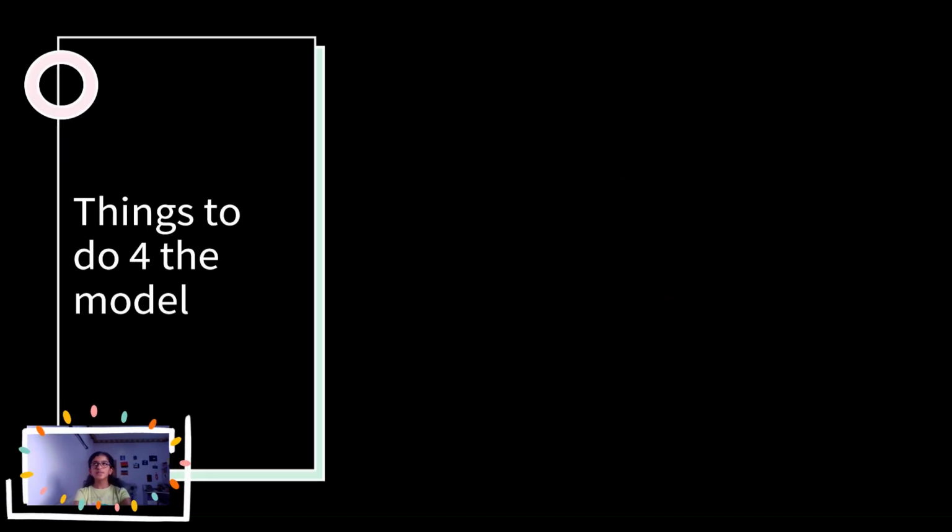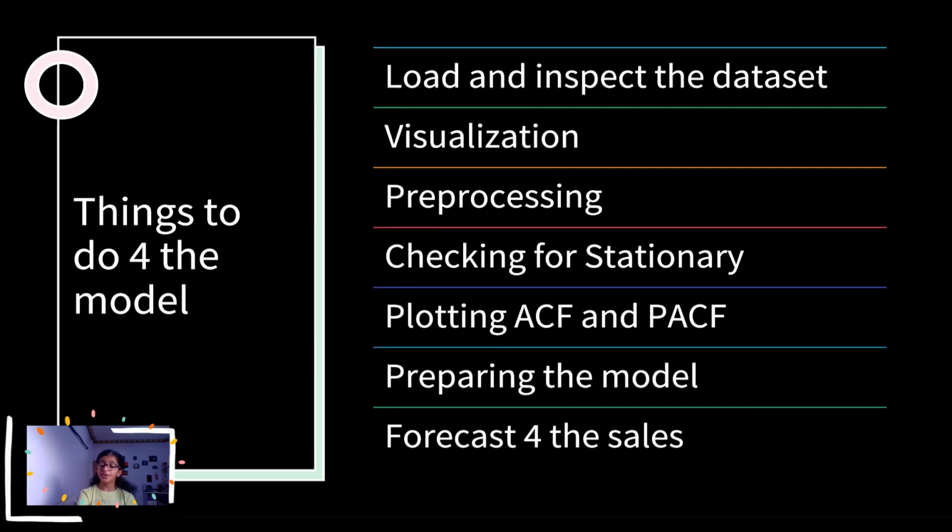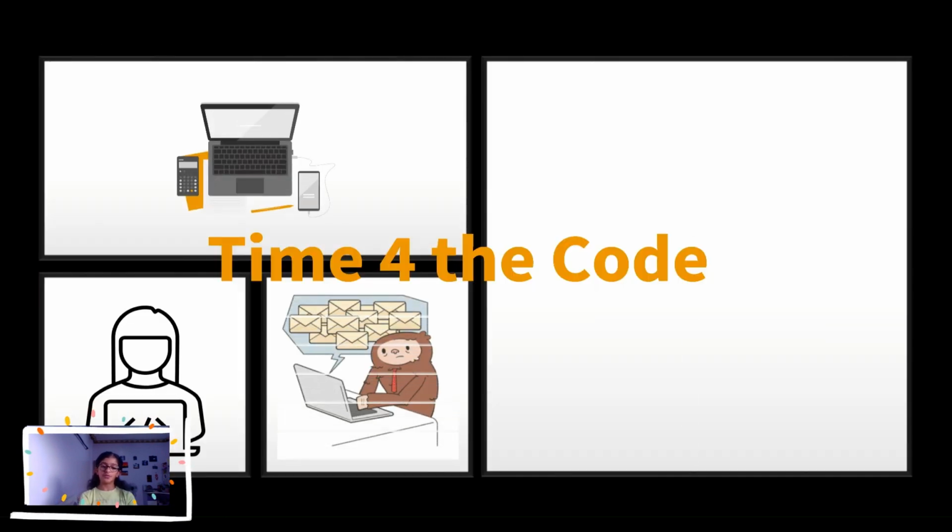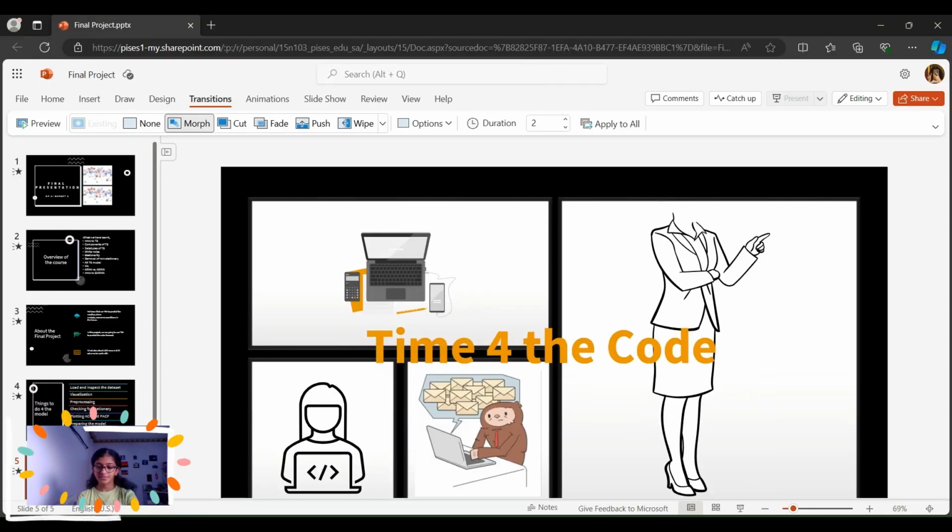So now there are some steps that we need to follow for the model. First of all is to load and inspect the data set, to visualize it, to pre-process. Then we're going to check for stationarity. We're going to plot the ACF and the PACF. We're going to prepare the model and in the end forecast the sales. So let's go for the coding part.